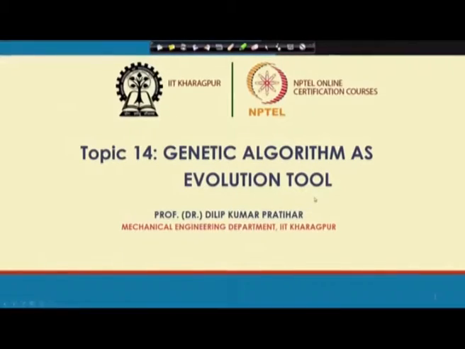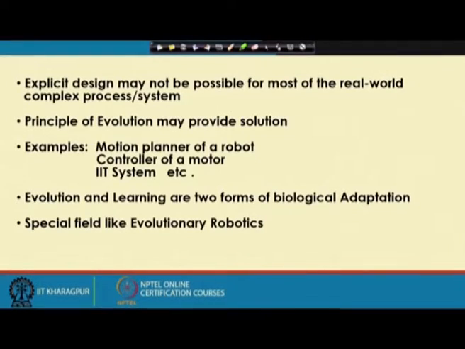Let us start with the next topic. It is on genetic algorithm as evolutionary tool. Now, if you see the real world problem or the real world process, these can be difficult, and explicit design could be a little bit difficult to achieve, and that is why we will have to use the principle of evolution.